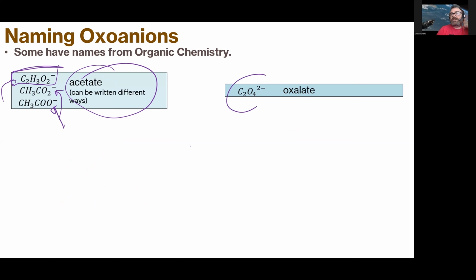And then this is oxalate, C2O4 2 minus, not to get confused with CO3 2 minus.